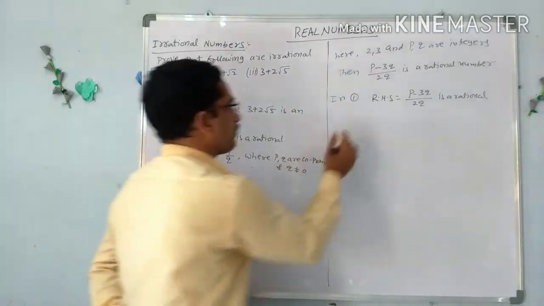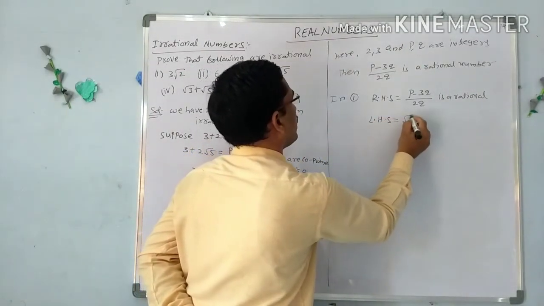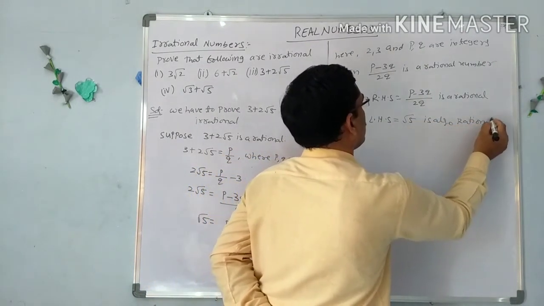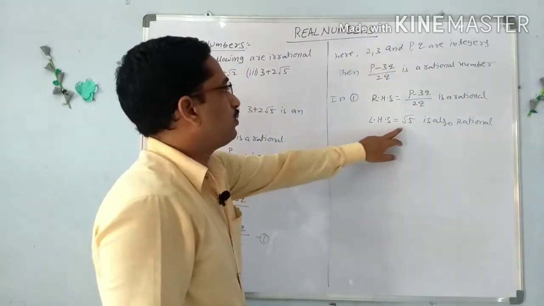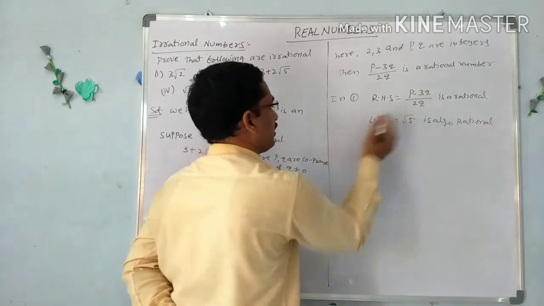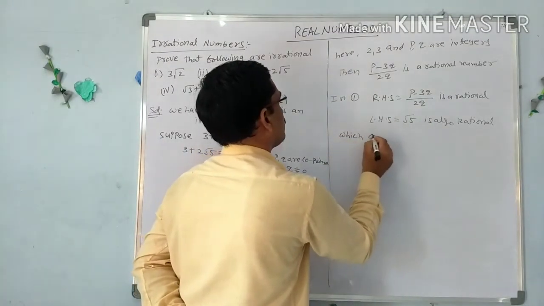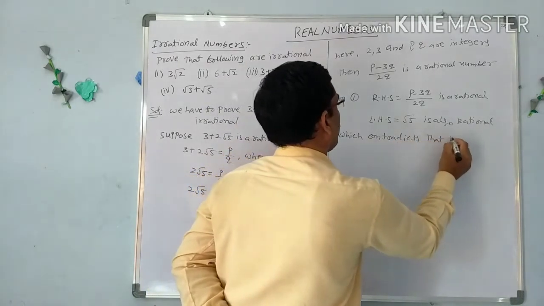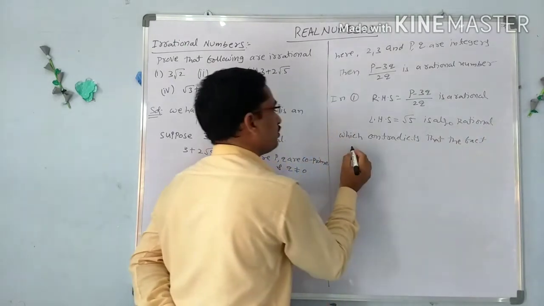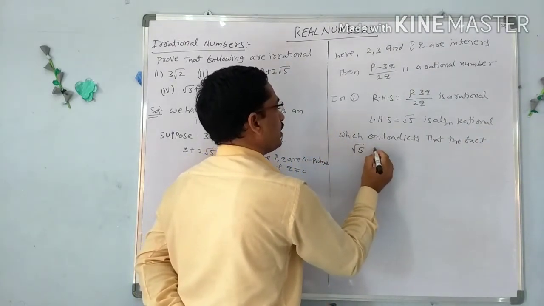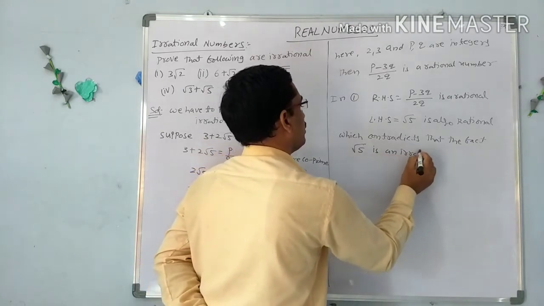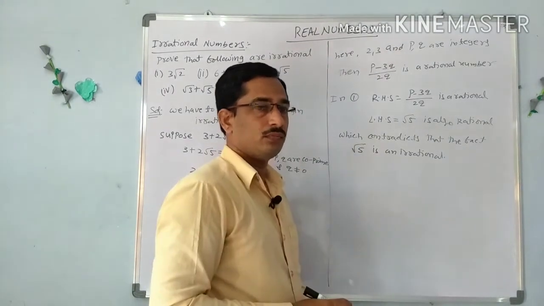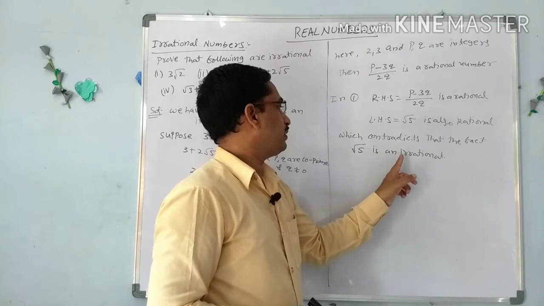Then the LHS, root 5, is also rational, but we already know root 5 is an irrational number. So this contradicts the fact. What is the fact? The fact is that root 5 is an irrational. We are getting a contradiction here, which contradicts the fact that root 5 is an irrational.